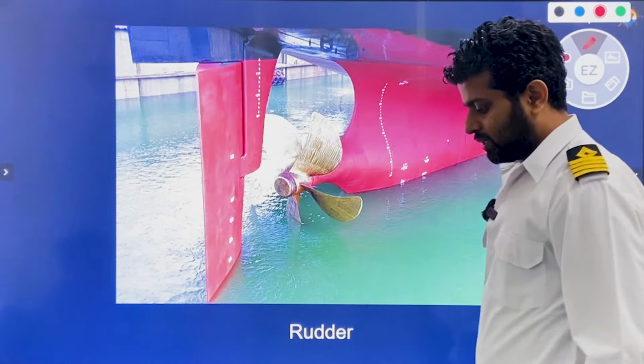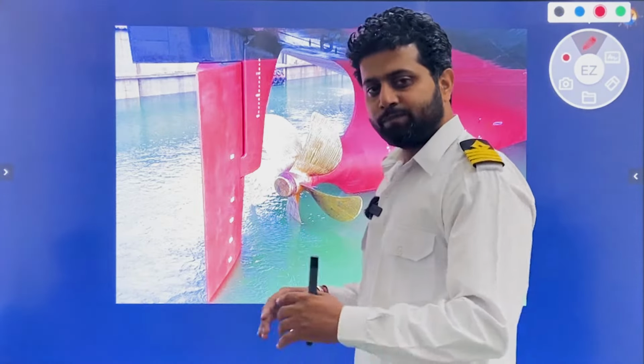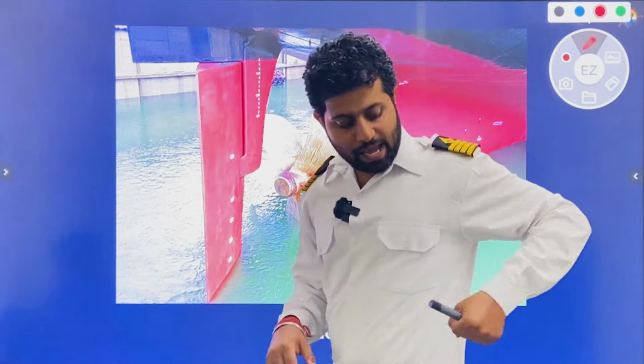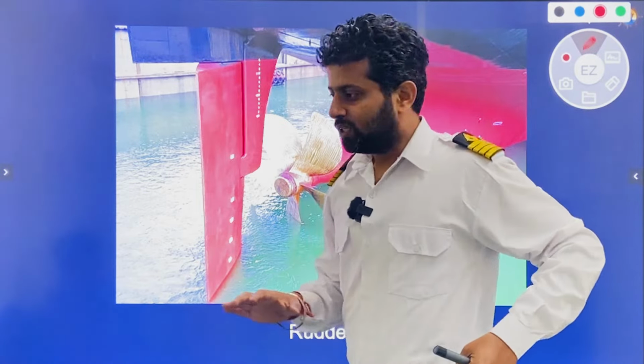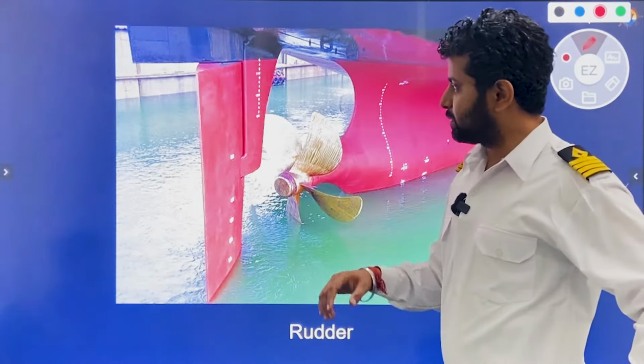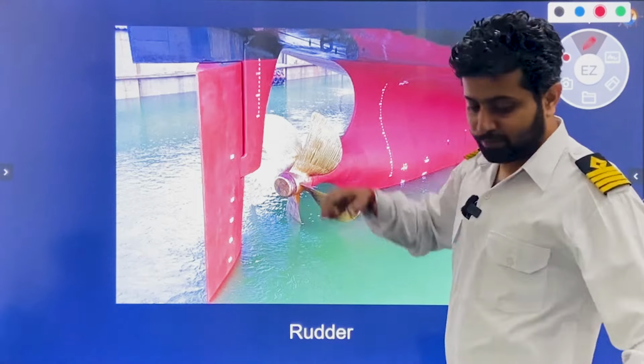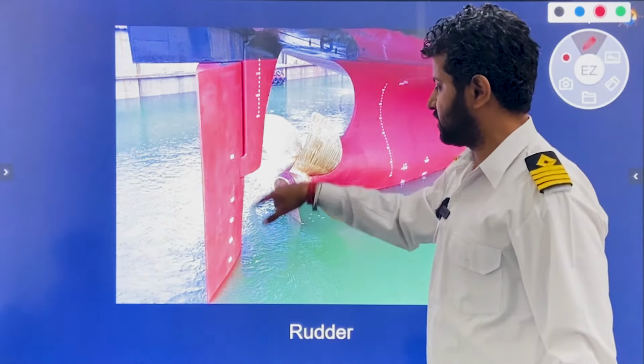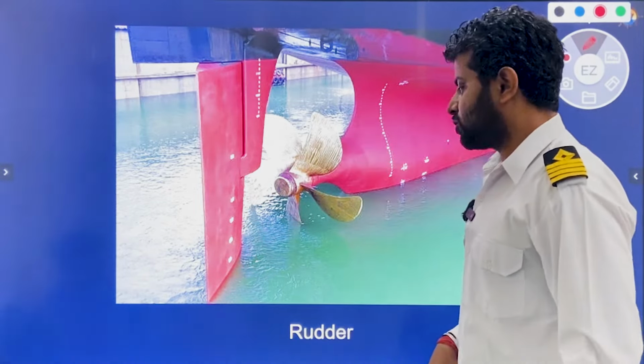Okay, let's talk about this other important part, that is the rudder. What is this rudder? Suppose you are going on a boat where you have to pedal. There is a handle in your hand, normally if you have seen. So suppose you are pedaling and then with the help of the handle, you can turn your boat around. So the same handle function is done by the steering gear, and beneath, inside the water, this is the rudder over here. This is the rudder. So how does it work?